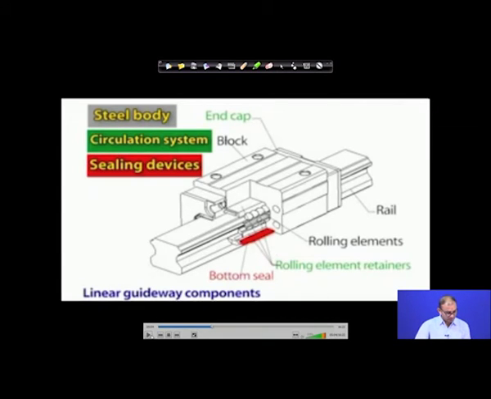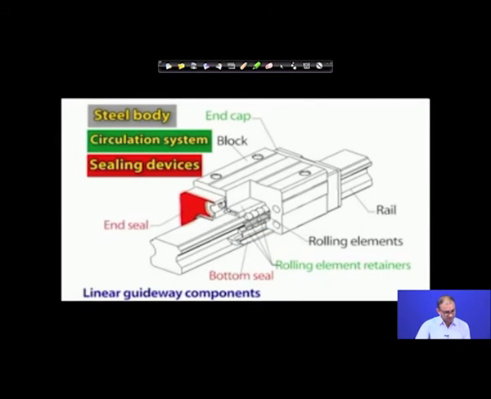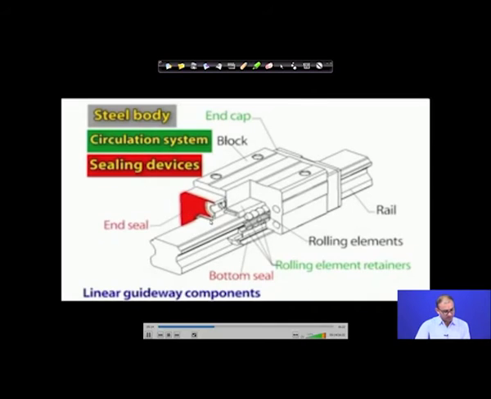And other than the bottom sealing, we also have this particular end cap in this part. This is called end sealing. The function of end sealing is the same, but it will prevent all these impurities from entering from the end part, and the bottom sealing does so from the bottom part.